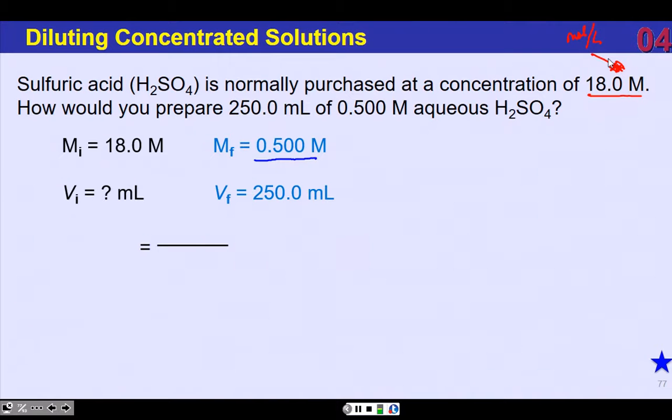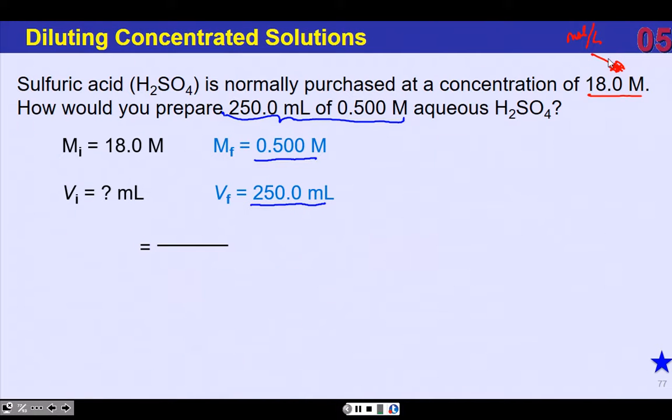The part that's hardest about this is making sure you get the right thing. The final volume is 250 milliliters. So realize these two go together, because sometimes if we put them together in the equation wrong, it doesn't make any sense. And so what we're looking for is the final volume.